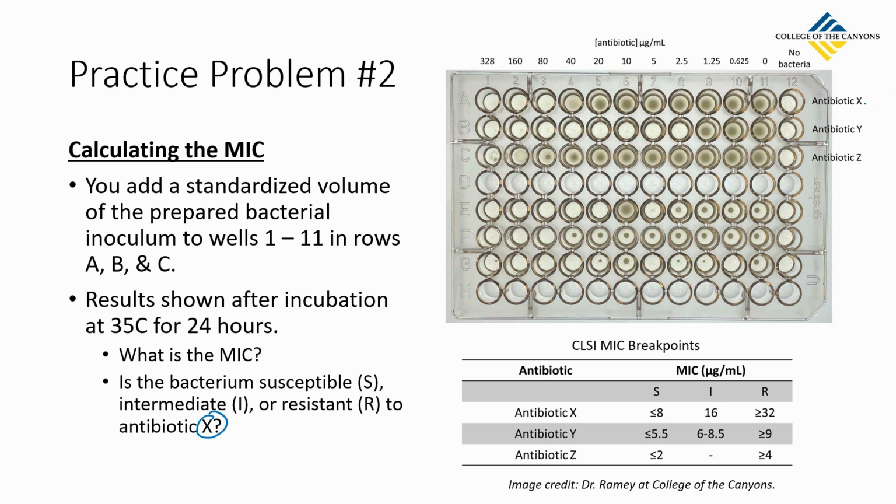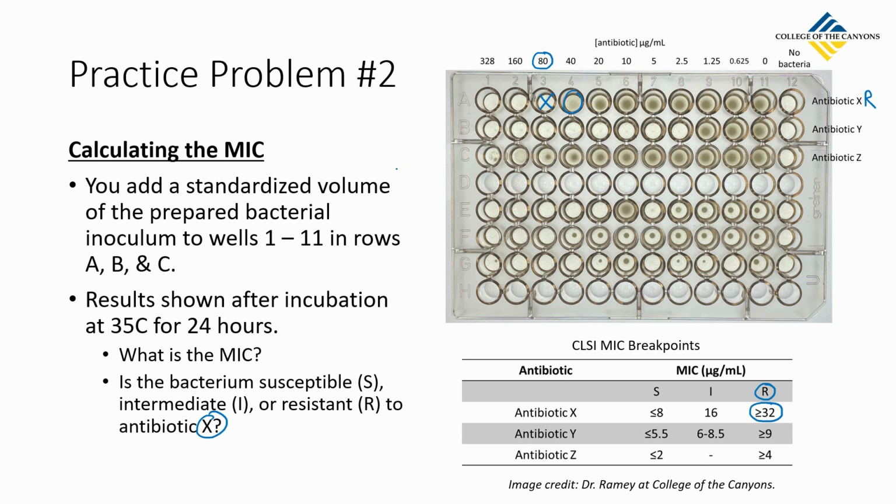So let's look at antibiotic X first. The control wells look good, so we always have to check that first. So it looks like we have a little bit of growth in A4, little bit. So we're going to go to well A3 and say that A3 contains the MIC concentration, which is 80 micrograms per milliliter. So for antibiotic X, 80 is well above the 32 threshold, so it is resistant. So the bacterium is resistant to antibiotic X.